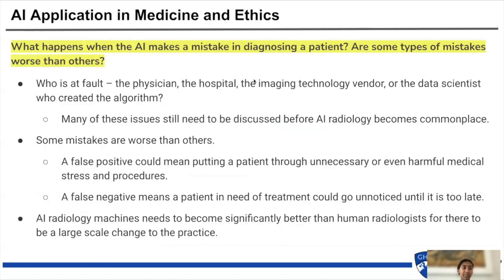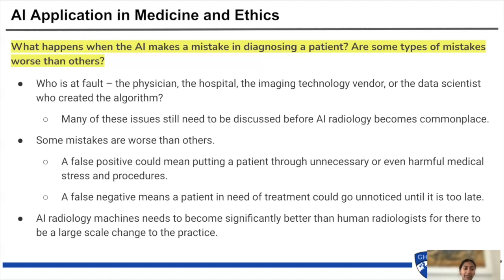set. So when we're thinking about applications of AI in medicine, we need to think about the ethics. And some questions that are raised are, what happens when an AI makes a mistake? And are some mistakes worse than others? So who's at fault? The physician, the hospital, the data scientist who created this algorithm? These issues still need to be discussed before AI becomes commonplace in radiology. And some mistakes are definitely worse than others, like a false positive, meaning putting a patient through unnecessary or even harmful medical stress and procedures. False negatives mean a patient in need of treatment goes unnoticed until it is too late.